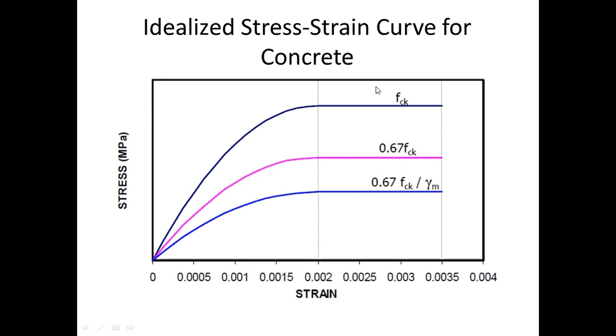This shows the case. What is the characteristic strength of your concrete? This is the actual strength of your concrete, fck. After applying the material safety factor of 1.5, that is 1 divided by 1.5, gives us 0.67. Based upon the load factor, 0.67 divided by gamma m is going to come. That is how much stress we are allowing into the structure.